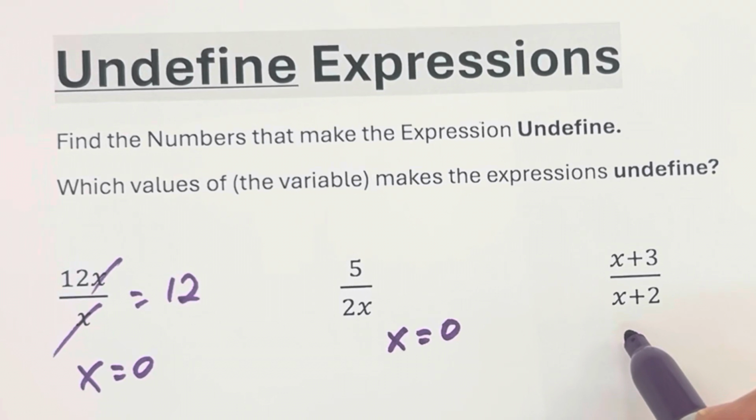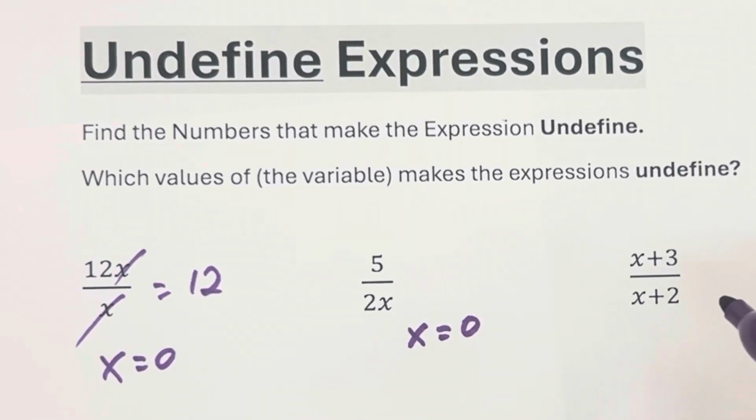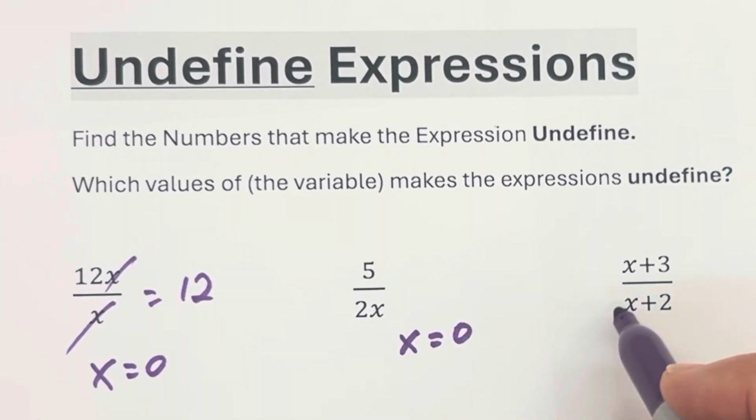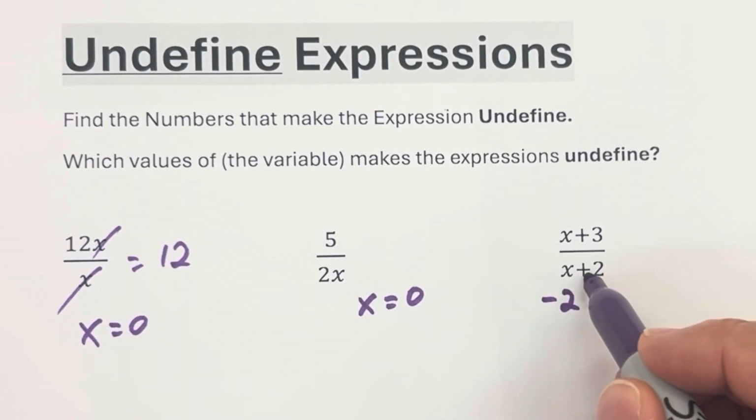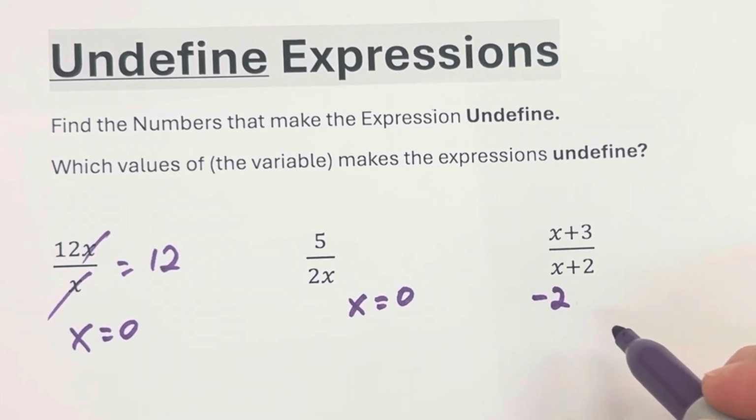This one, remember, undefined is when the denominator is 0. Undefined, denominator is 0. So here, the number that makes this undefined is minus 2, because minus 2 plus 2 is 0. So we get 0 in the denominator.